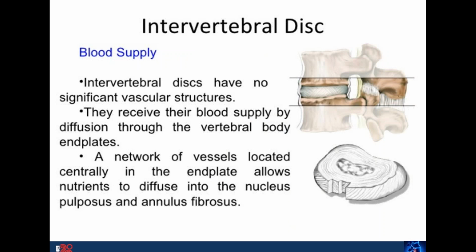The blood supply, as I mentioned, it is an avascular structure. It receives no direct blood supply, but it does so indirectly through the vertebral body end plates. So there's a network of vessels located centrally in the end plate, and this allows for nutrients to diffuse into the nucleus pulposus and annulus fibrosus. So again, no direct blood supply into that tissue, which makes it very difficult for the human body to heal if it's injured or compressed or torn.